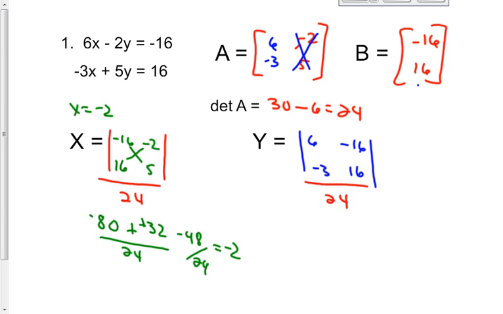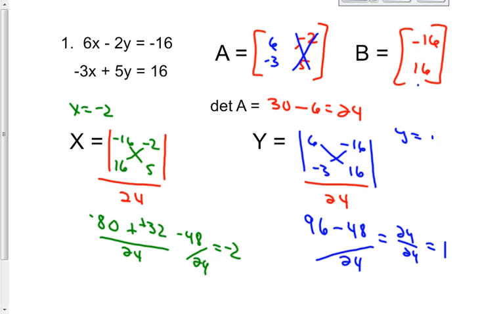And now I do my determinant. 6 times 16, 96, minus negative 3 times negative 16, 48. Whole thing divides by 24. 96 minus 48 is 24 over 24, 1. My y value has an answer of 1. So this original system has an ordered pair answer of negative 2, 1.